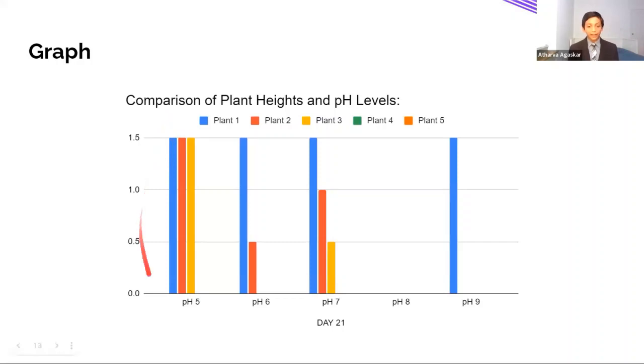the planter with pH of 5 had 3 out of the 5 seeds germinated, and each of the seeds grew to a total length of 1.5 inches. These results are better compared to the other planters.